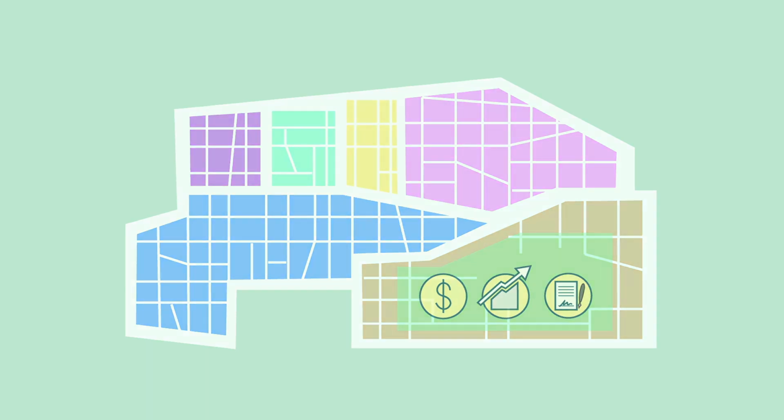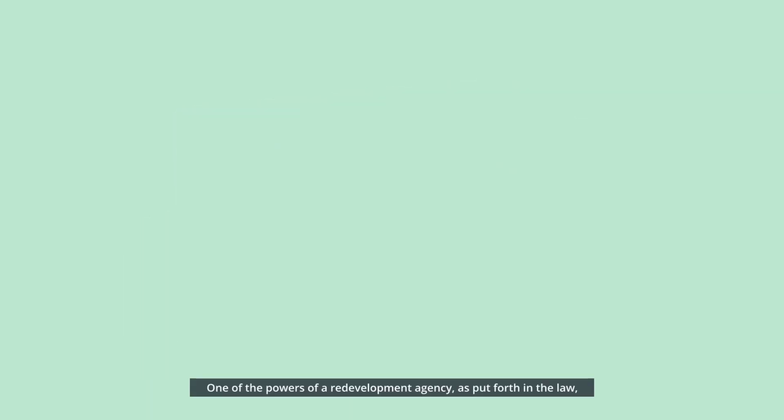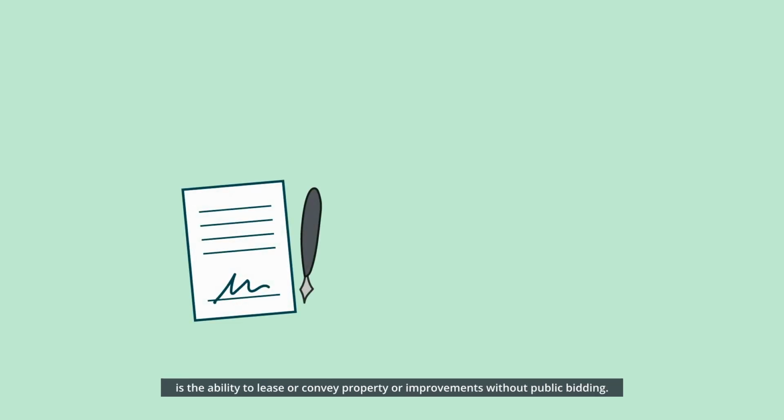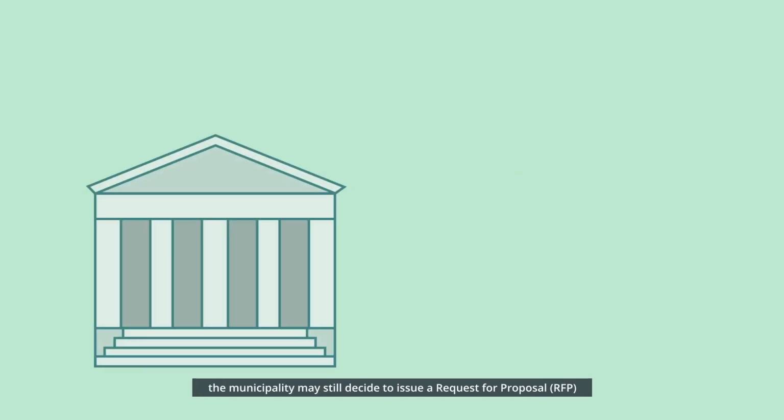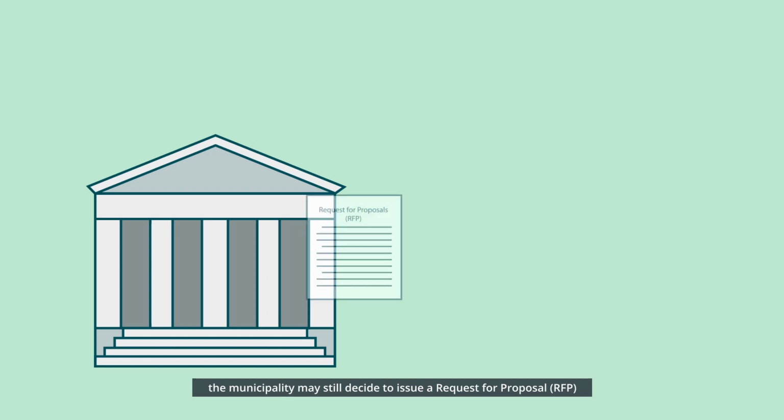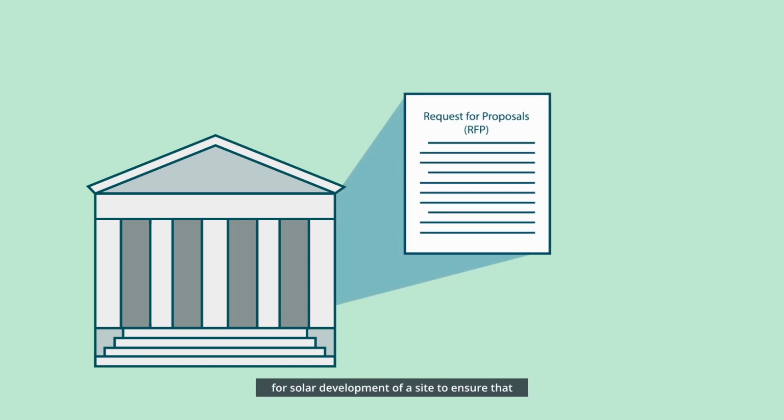contract law. One of the powers of a redevelopment agency, as put forth in the law, is the ability to lease or convey property or improvements without public bidding. While this may expedite a community solar project, the municipality may still decide to issue a request for proposal, or RFP, for solar development of the site to ensure that the most advantageous development offer is selected for the project.